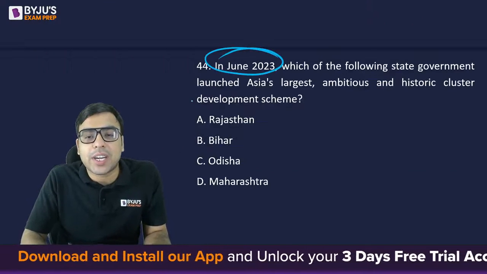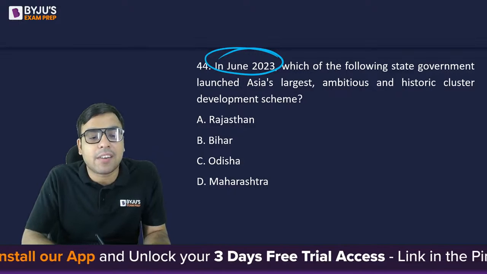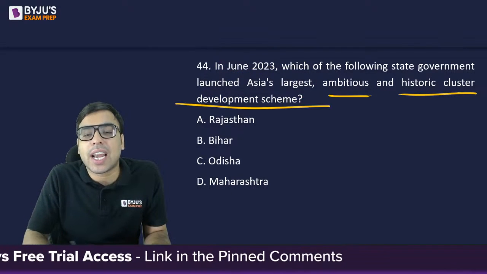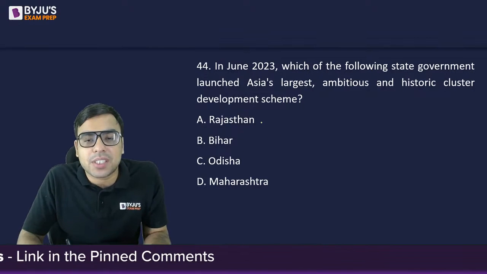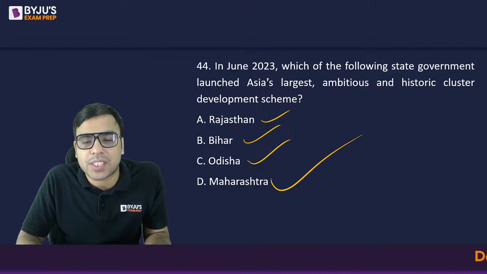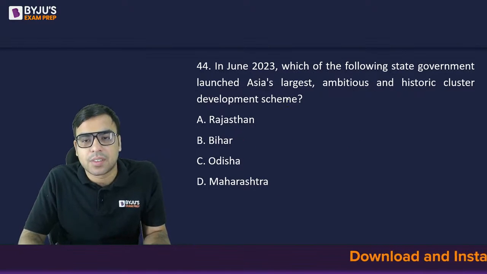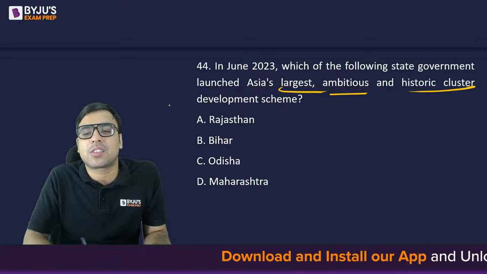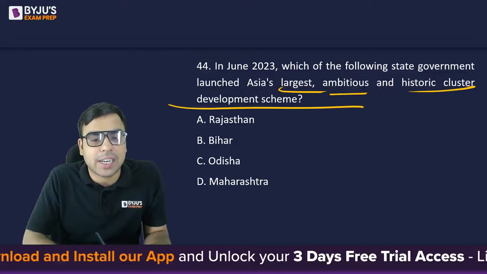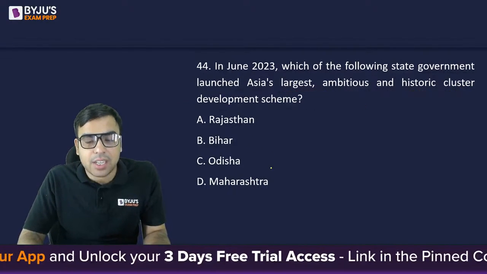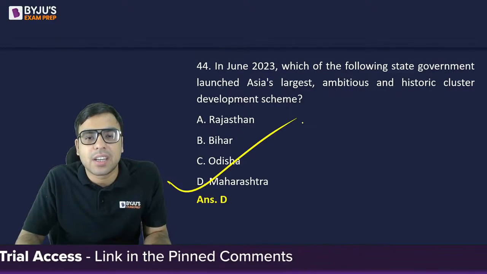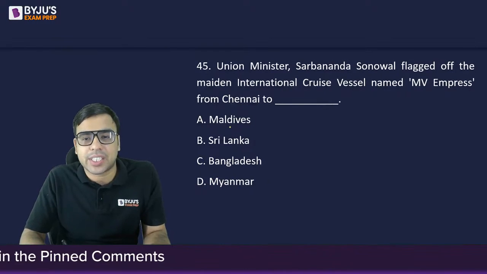In June 2023, which of the following state governments launched Asia's largest, ambitious and historic cluster development scheme? Your options are Rajasthan, Bihar, Odisha, Maharashtra. What is the right answer to this question? Asia की largest, ambitious and historic cluster development scheme, कौन से state government ने launch किया? Okay, the right answer to this question is D. Maharashtra, the state of Maharashtra has launched it. So just have an idea. D is the right answer to this question.